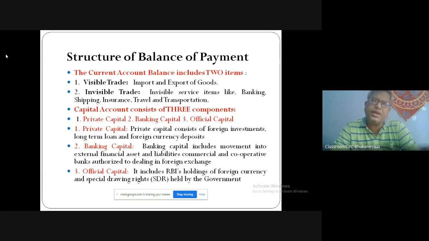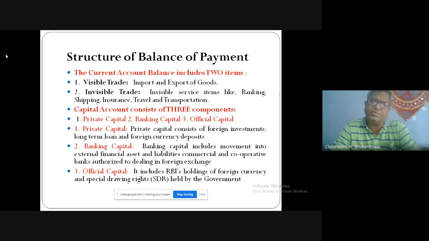The next one is the structure of balance of payment. As I have already stated, there are two types of accounts: one is the current account, another one is the capital account. My dear students, in the current account, there are two items: one is visible trade, another one is invisible trade.